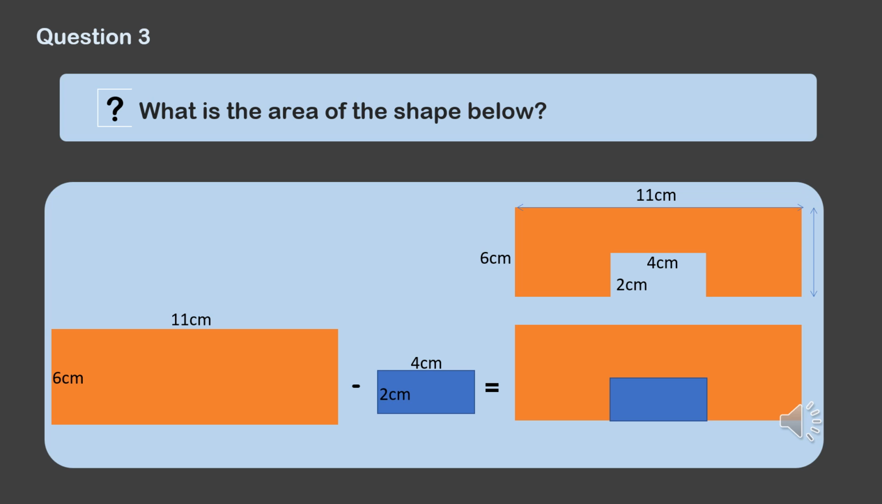So to find the area of the shape listed here, I need to find the area of the large rectangle, then take it away by the area of the small rectangle.